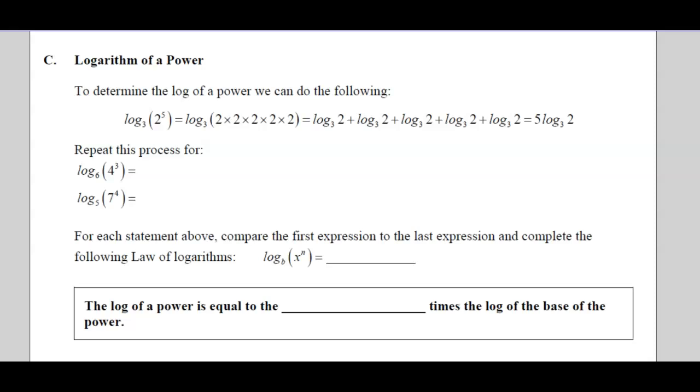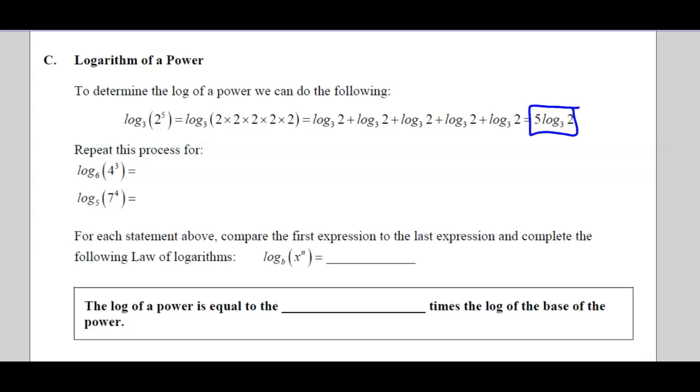Okay, log of a power. So, to determine the log of a power, we can split up, right? 2 to the 5th is the same as 2 times 2 times 2 times 2 times 2. We can show that as a sum of each of those separate logs. And take a look at that. These are all like terms. They're all exactly the same. So we have 5 of them. So that can be shown as 5 times log of 2 base 3.